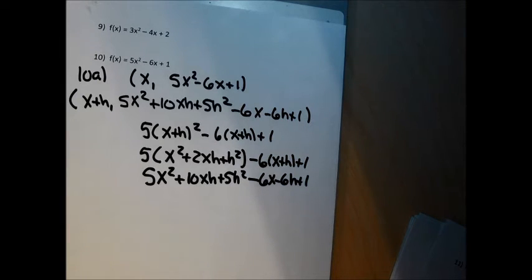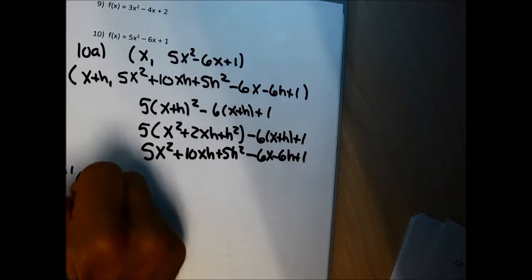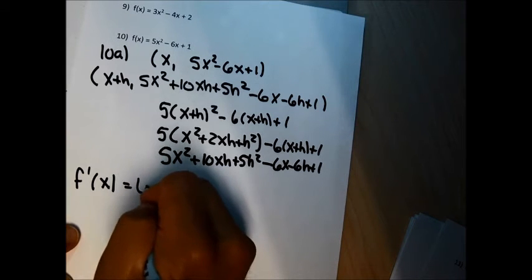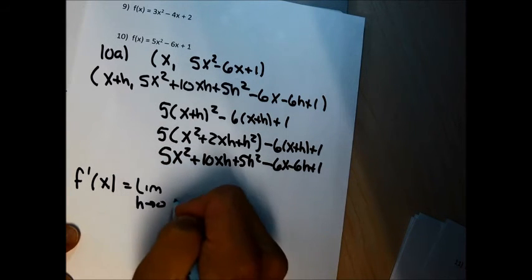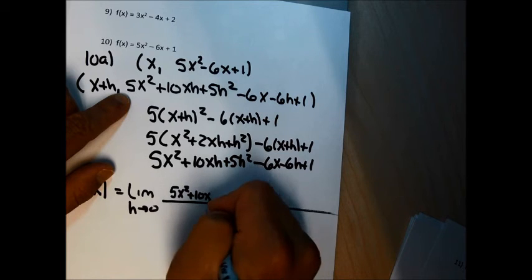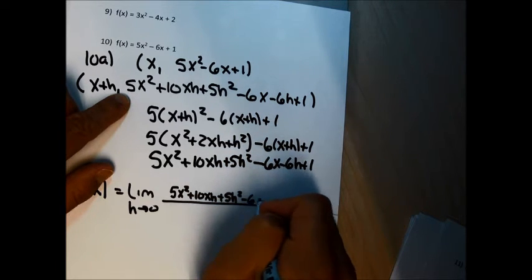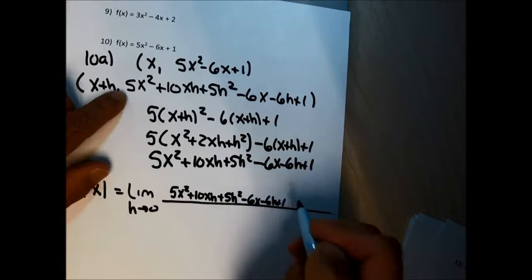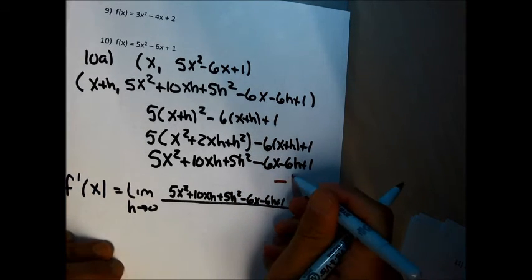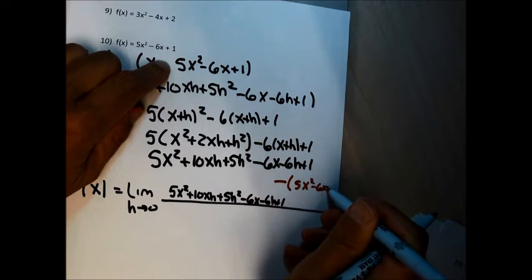The derivative, which is a formula for the instantaneous rate of change, which is the same thing as the formula for the slope of the tangent line, f prime of x equals the limit as h goes to 0 of, oh my gosh, y2, 5x squared plus 10xh plus 5h squared minus 6x minus 6h plus 1. And then I do minus y1, which is minus 5x squared minus 6x plus 1.